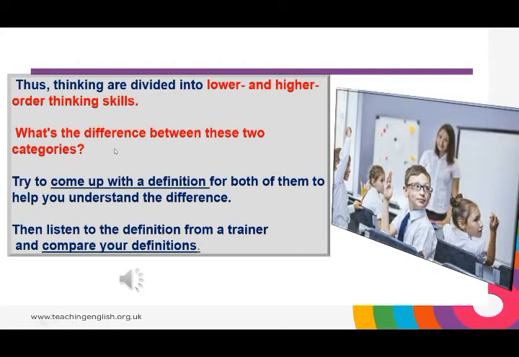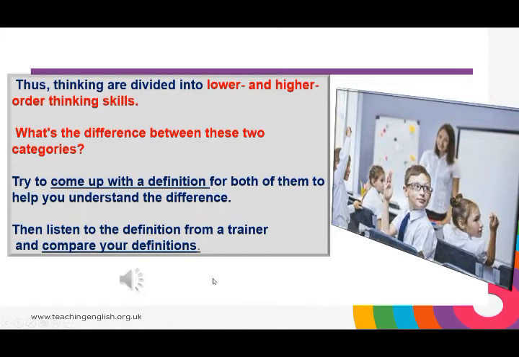Okay, again, who can give me a definition for the lower or higher order thinking skills? Do you want to listen to it again? Yes, please. Okay, so listen carefully. There is only 1 minute, so we will listen to the definition and join again.